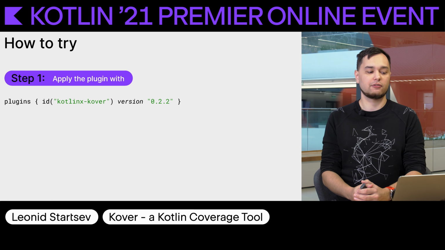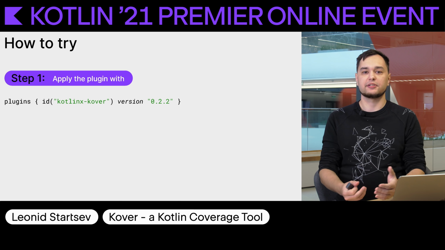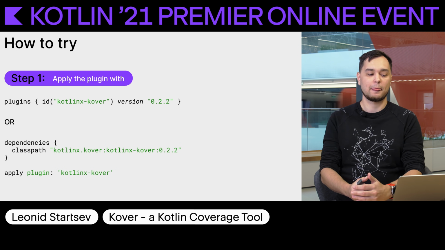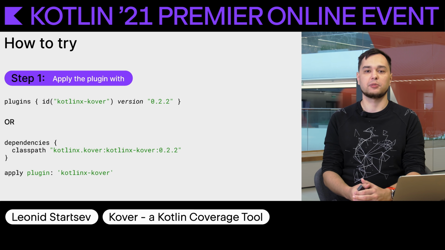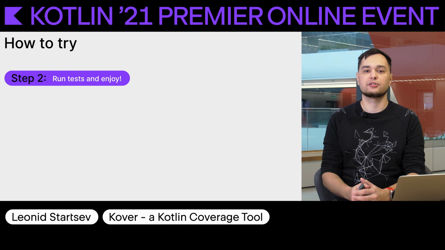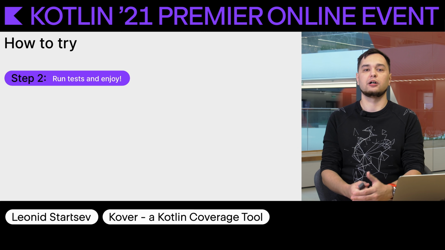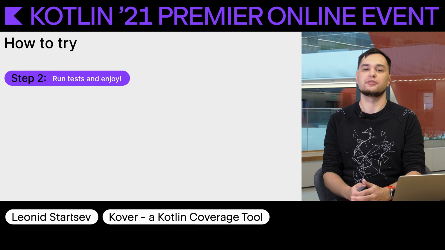So if you want to try Kover, just follow these simple steps. First, you need to apply the plugin, as I said, either in the Gradle plugins block, or if you prefer the old Gradle syntax, just add Kover to your build script classpath dependencies and apply it in the old way. And then you can just run tests and enjoy, because Kover automatically configures itself so it collects coverage on a regular test task. So when you run your tests, the coverage report will be prepared for you and put in a special folder inside the build directory.